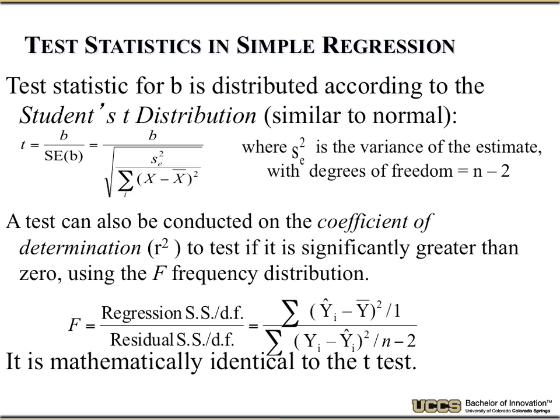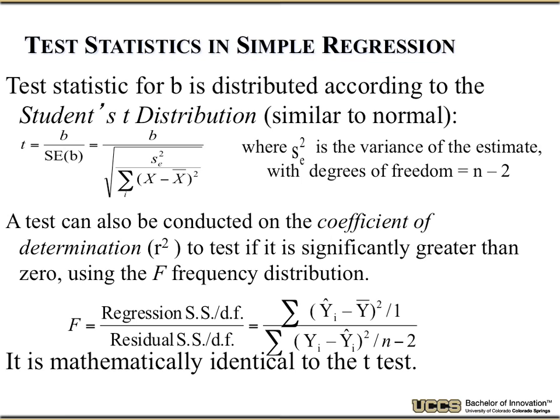The test can also be conducted on the coefficient of determination, r squared, to test if it's significantly greater than 0 using the F statistic. Different test. It turns out that these two are mathematically identical. It's a lot of work to show that all these things break down and become the same, but they do. So I can use either the t statistic or the F statistic. It depends on what test you have, but you might as well just use the t statistic because the tables are easier. It's built into Excel. You can always get to where those are. F is a little bit more complicated. It depends on what math tool you have.